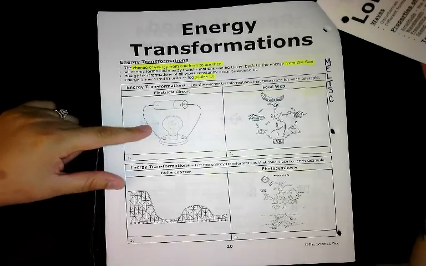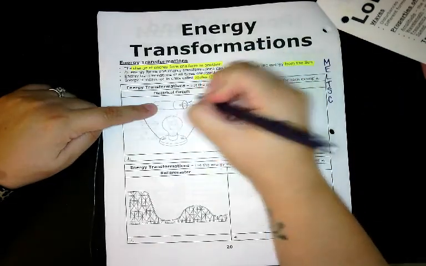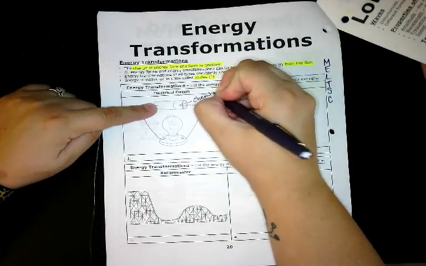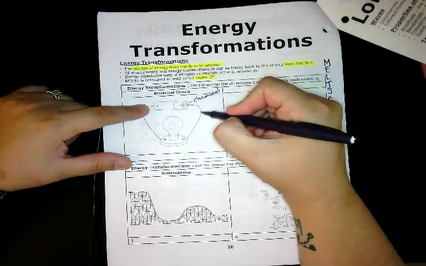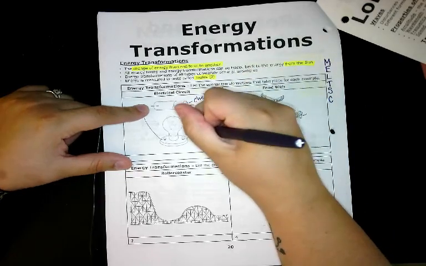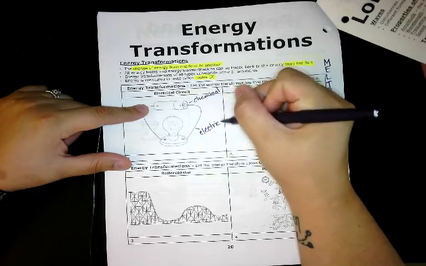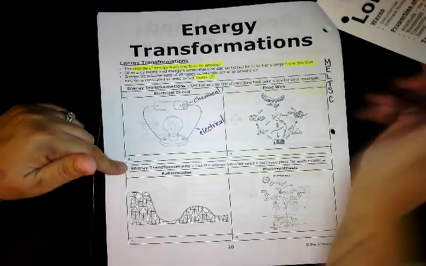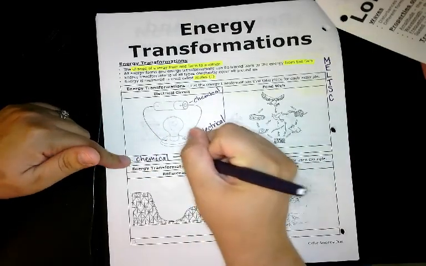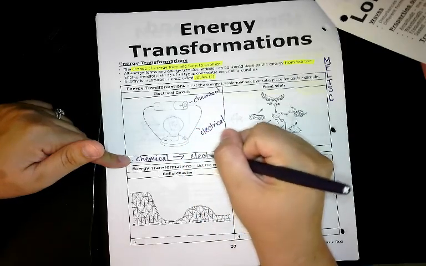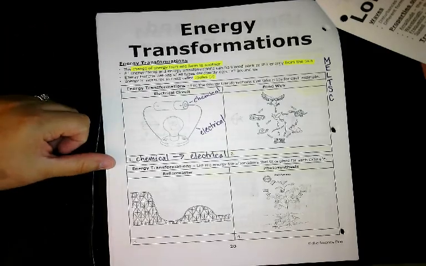First thing we have is an electrical circuit. This is a battery, and batteries are chemical energy. And that chemical energy is transformed into something as it goes through the wires. And wires carry electrical energy. So what's happening here is chemical is turning into electrical. And that's the energy transformation.